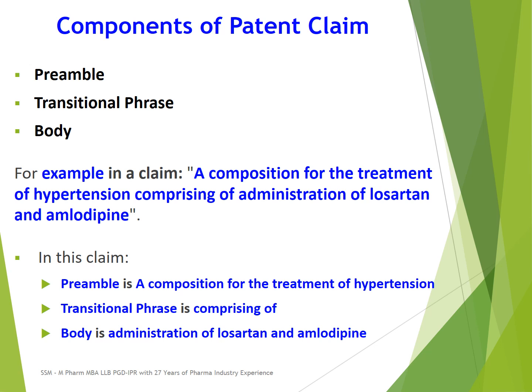The example given below is a claim which is claiming a composition for treatment of hypertension comprising administration of losartan and amlodipine. So in this claim, the preamble is a composition for the treatment of hypertension. This is the preamble part. The transitional phase is comprising of, and whatever comes after comprising of is the body. So the body is administration of losartan and amlodipine. So these are three parts.